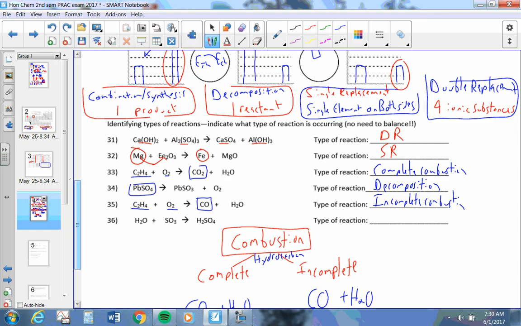And finally, if I only see one product, that is a combination or synthesis. That ends page 2.